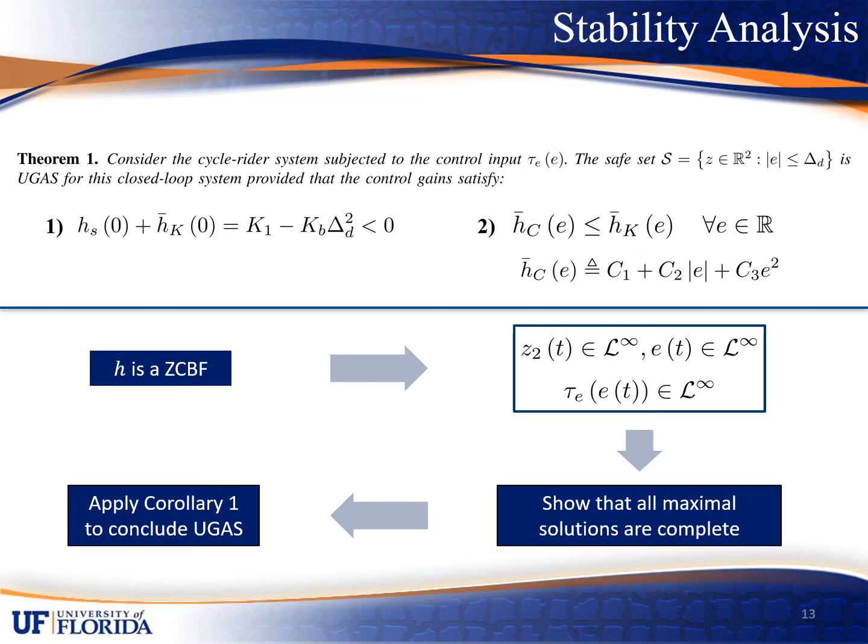From the previous discussion, we've already established that h is a ZCBF. It follows quickly from there that some boundedness properties hold for trajectories of the system. We then have to take the additional step of showing that maximal solutions are complete, and this is because the safe set S is not compact in R2. After establishing that, we conclude that the safe set is uniformly globally asymptotically stable.